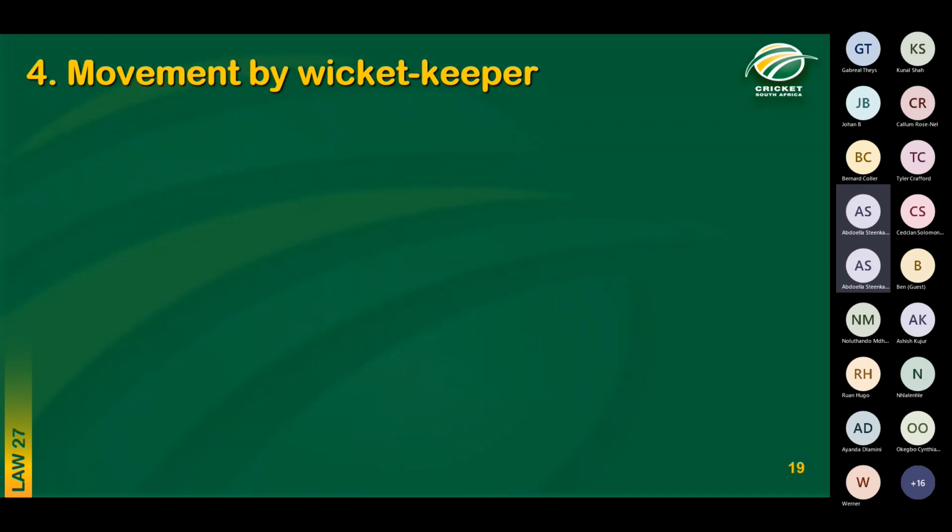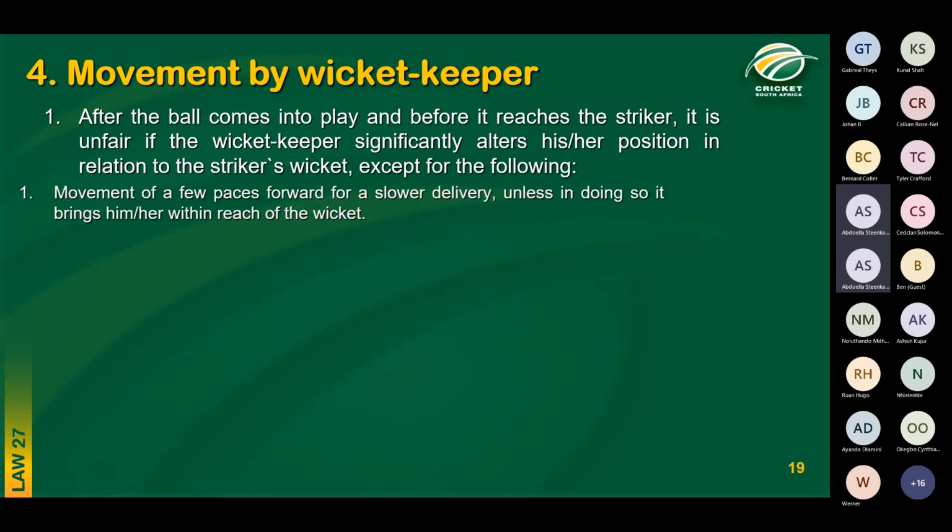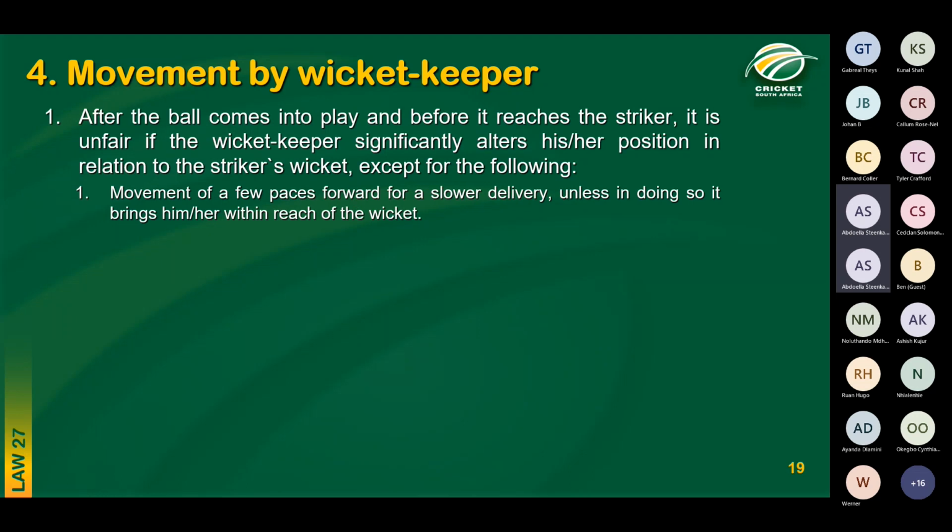Movement by the keeper. What movement is the keeper allowed? As soon as the ball comes into play, and before it reaches the striker, it is unfair for the keeper to significantly alter his or her position in relation to the striker's wicket, except for the following 3 instances. So the keeper, once that ball comes into play, needs to wait until it reaches the striker, unless there are 3 exceptions.